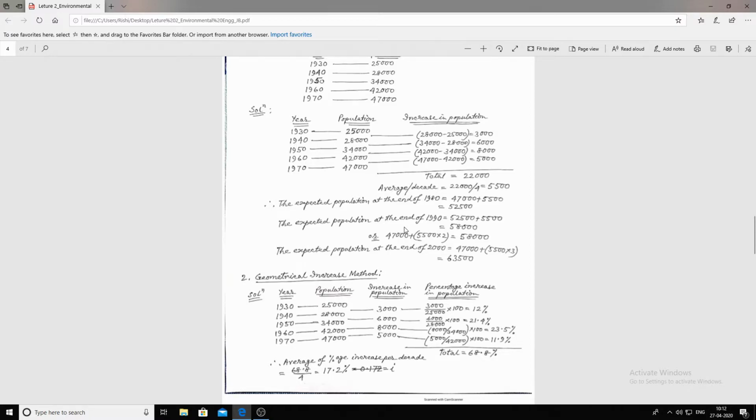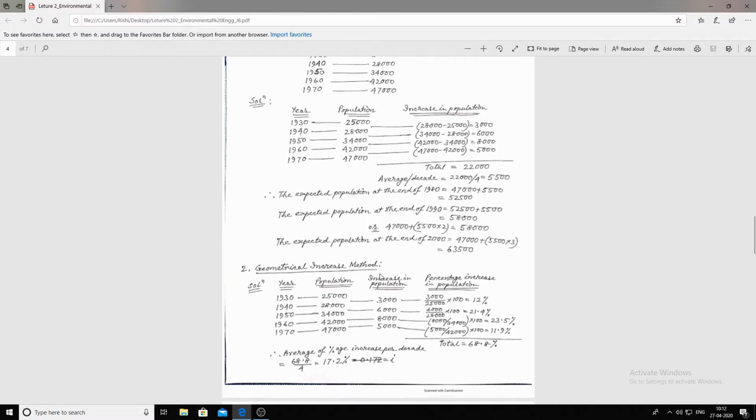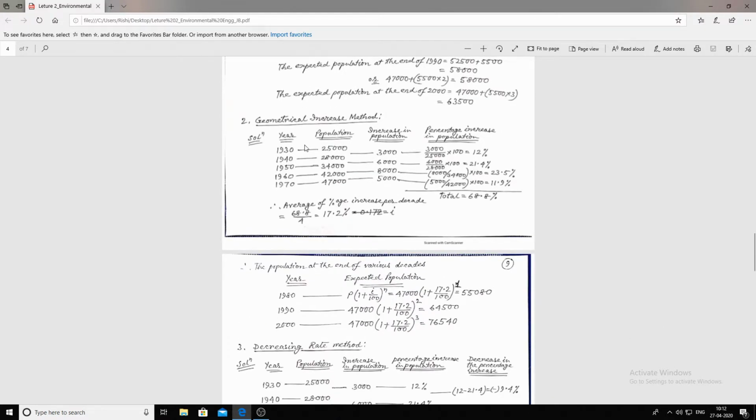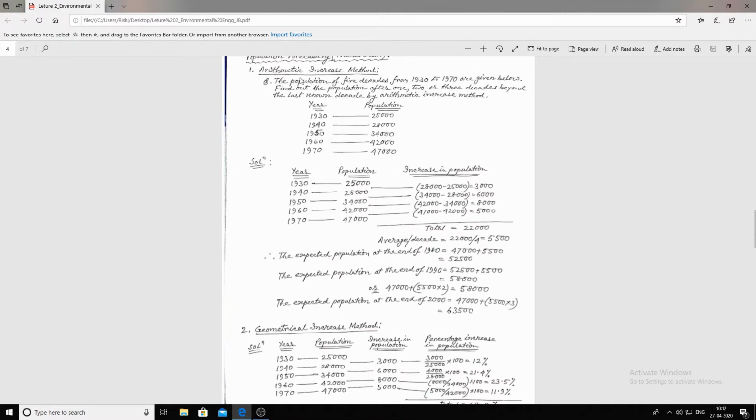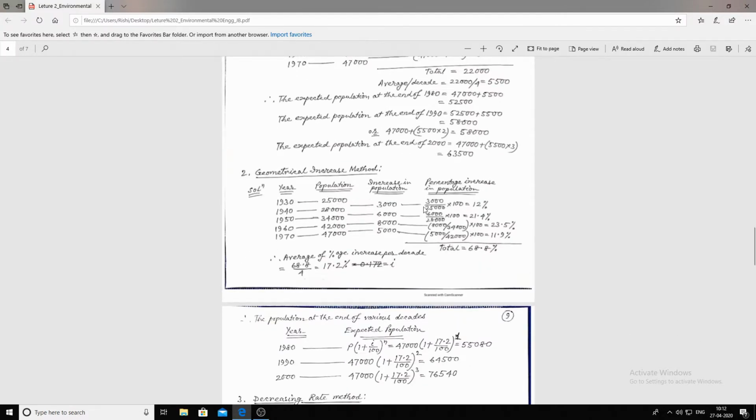Next, we are proceeding towards the next method, that is the geometrical increase method. Year, population, increase in population: we have already calculated these values in the previous method, the arithmetic increase method. Now, one column is to be added further, that is percentage increase in population. Percentage increase how much? The increase in population is 3,000 over the population of 25,000. That is, 3,000 divided by 25,000 into 100 is equal to 12%.